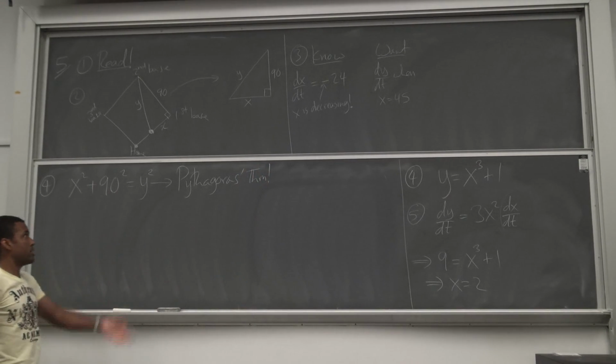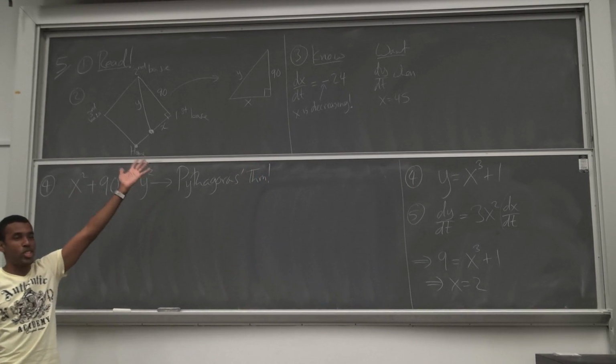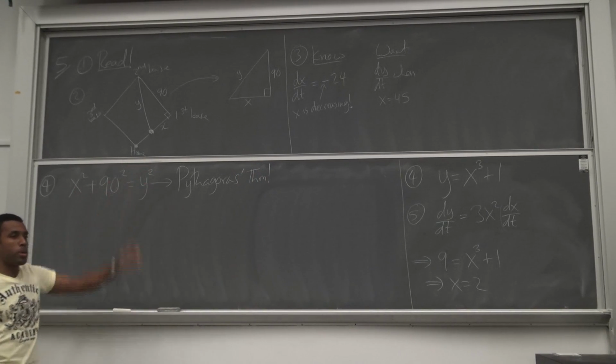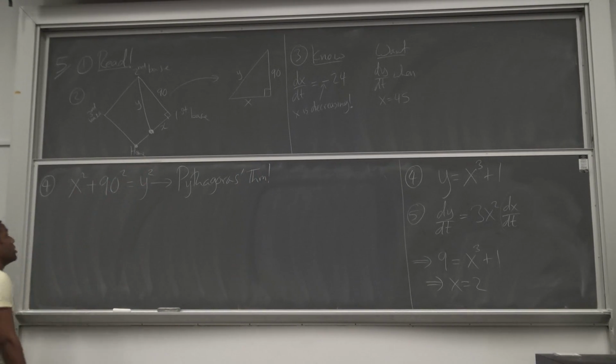The nice thing about that is we don't do trig in this class, so every time you see a right triangle, we're going to use Pythagoras' theorem and not SOHCAHTOA. Right? So now we have that. What's the next step?